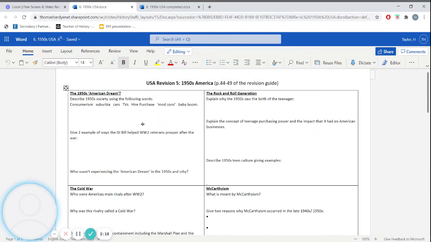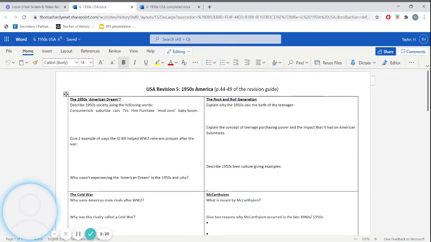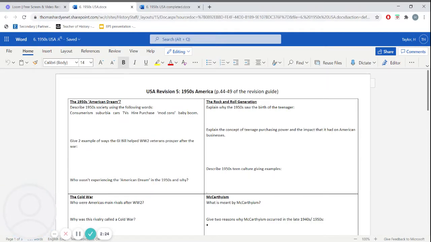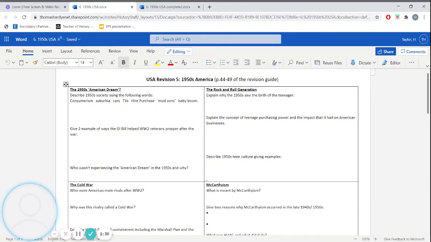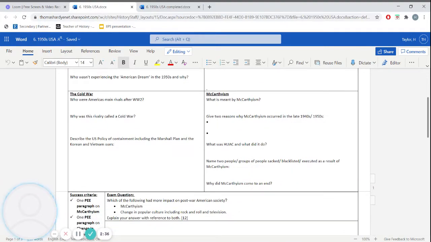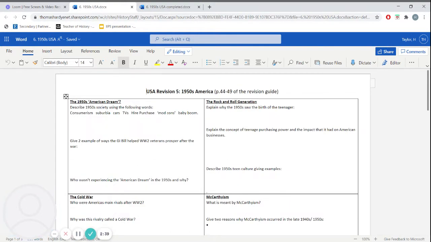So what you should do now is you should pause this video, go away and answer all these questions. Oh, I forgot to say, you'll need these pages of the revision guide, 44 to 49. So now that you've got those, that revision guide, go away and complete these questions and have a go at completing the exam question. And then come back to the video at this point and I will talk through a completed version that I did earlier.